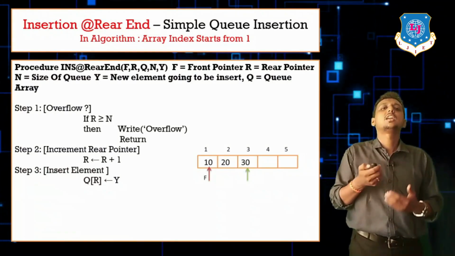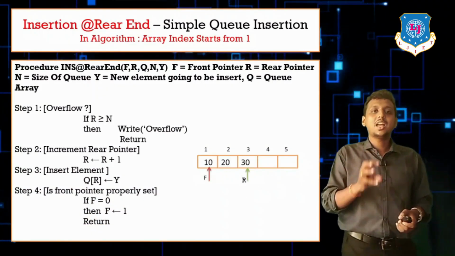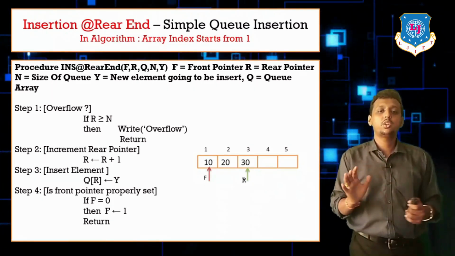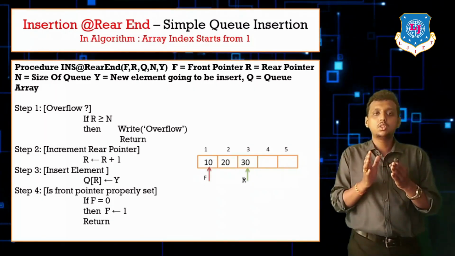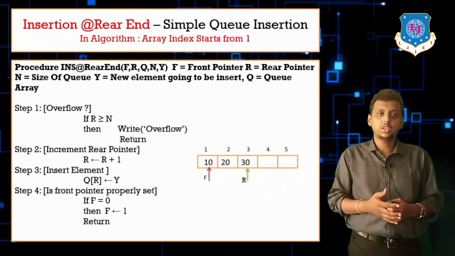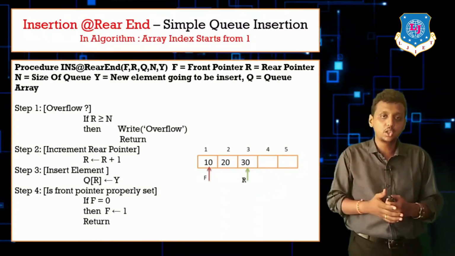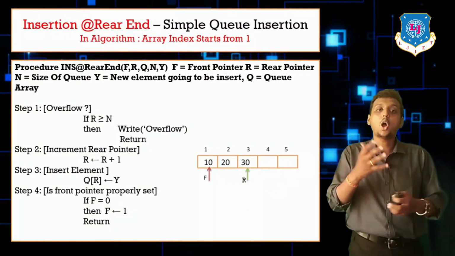And the next one is, if my front pointer is at 0, then make it 1. This is as simple as the simple queue insertion. I'm not going to say anything brief about this because you already know about it. If you are still not aware of the simple queue insertion, then check out my video on simple queue insertion, how it works.